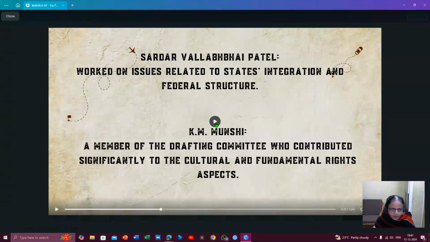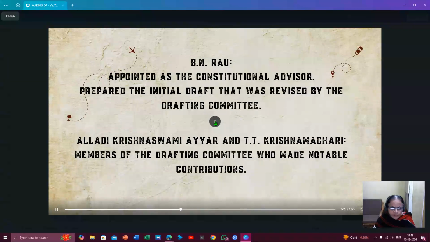Here K.M. Munshi is another person. He was a member of the drafting committee who contributed significantly to the cultural and fundamental rights aspects. What fundamental rights we should have, and what cultural aspects we should take care of, all those things he gave. Next person is B.N. Rao. He was appointed as constitutional advisor, and he prepared the initial draft that was revised by the drafting committee. Draft means the structure. The structure of the constitution was given by him.